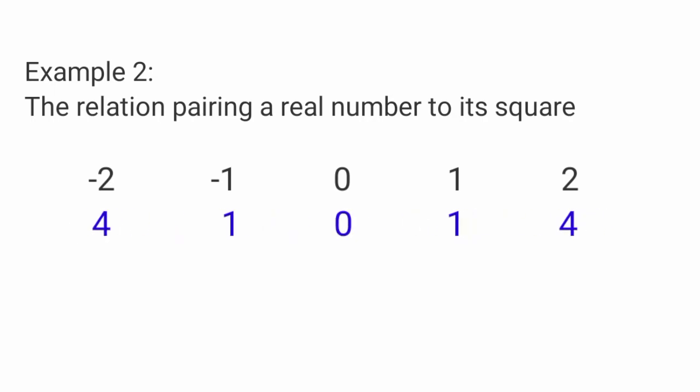As you can see, some of our squares are repeated, just like 4 and 1. Both -2 and 2 have the same square, and -1 and 1 have the same square. Therefore, this relation is not one-to-one.